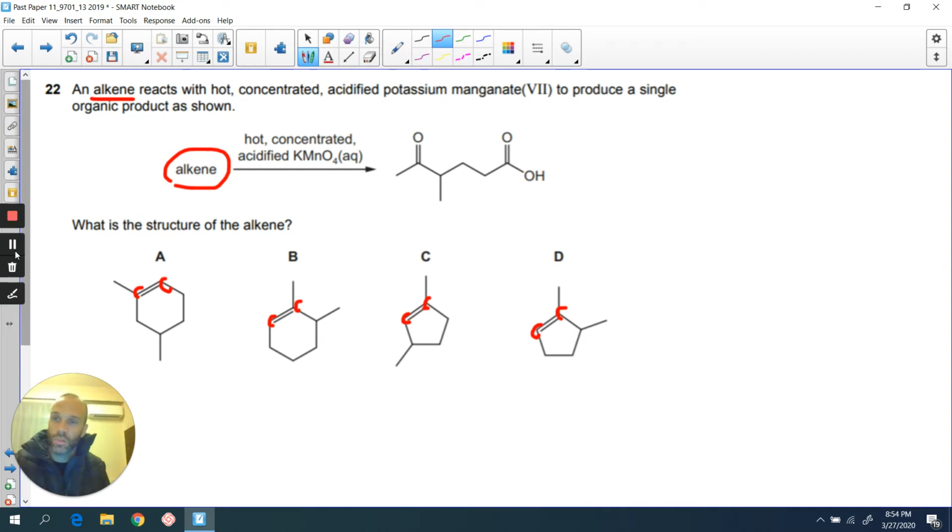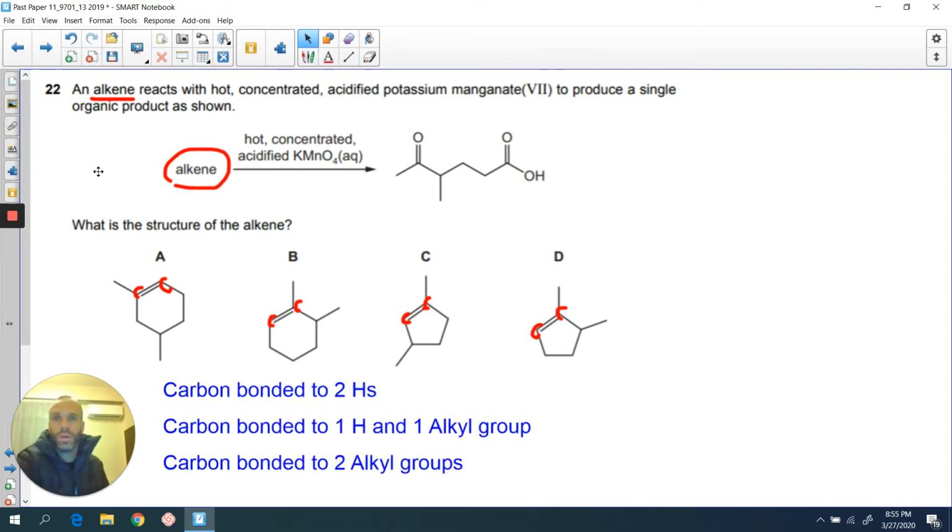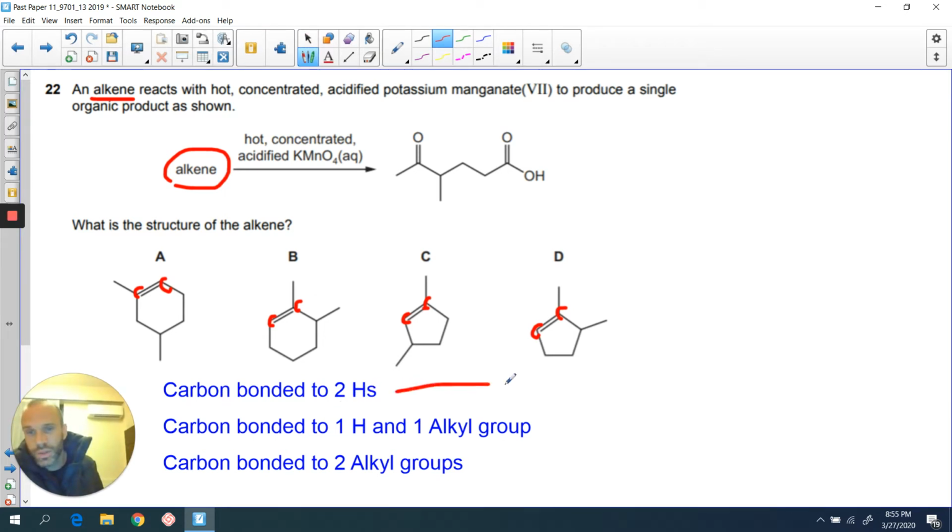Okay, so I'm just going to quickly copy in the rules now. Okay, so here are our rules. If you've got a carbon bonded to 2 hydrogens, you're going to produce a molecule of carbon dioxide. If you've got a carbon bonded to 1 hydrogen and 1 alkyl group, and remember each of these carbons in this chain are going to be considered as alkyl groups, so if you've got 1 hydrogen and 1 alkyl group, you're going to produce a carboxylic acid. I'm just going to write CA, because I'm writing with a mouse and it's inconvenient. If you've got a carbon bonded to 2 alkyl groups, then you're going to produce a ketone.